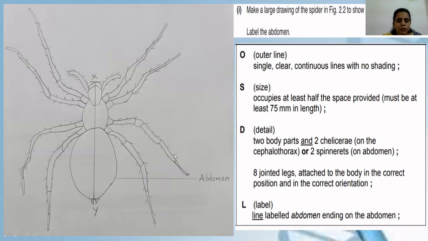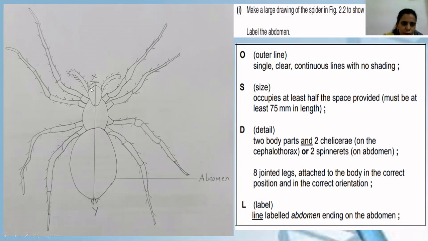Another 1 mark is awarded if the person has drawn any of these 2 parts. The first part mentioned here is known as chelicerae. Okay, chelicerae. So this term is actually chelicerae.